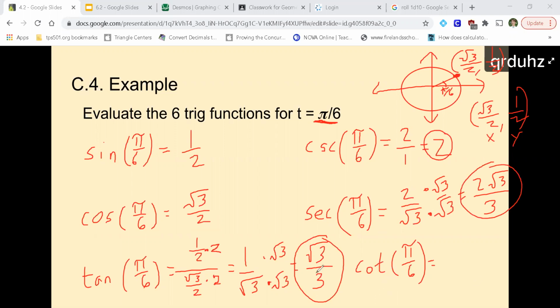Now, when you're doing cotangent, you might be tempted to flip this one, but that's going to put a radical in the denominator. You should flip the original answer you got, and you'll do square root of 3 over 1, which is just the square root of 3. And if you flipped this one and then rationalized it, you're going to end up with that answer anyway. So there you go. We just found the sine, cosine, tangent, cosecant, secant, and cotangent of pi over 6 without using our calculator. Isn't that great?